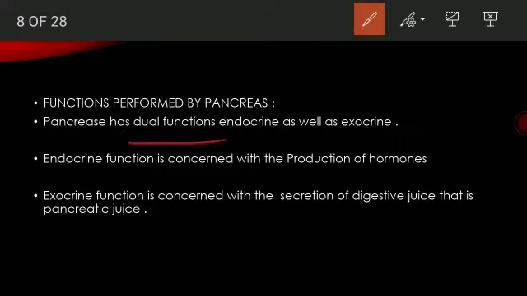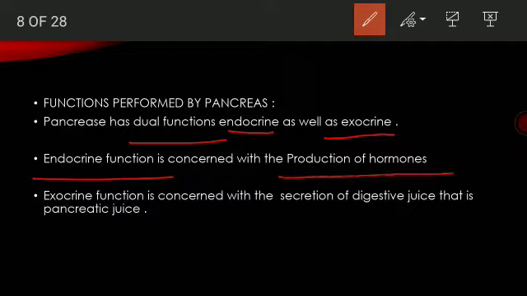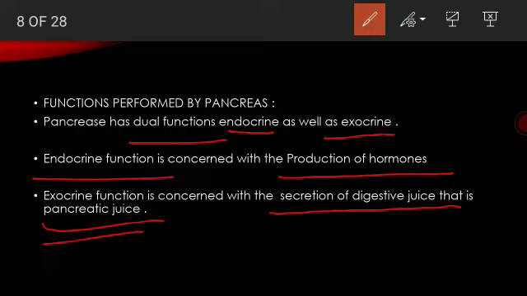So what are the functions of the pancreas? The pancreas has dual functions as it contains two main components, endocrine as well as exocrine. Endocrine function is concerned with production of hormones, that is insulin and glucagon. As we know very well, they regulate the blood sugar level. And exocrine function is concerned with secretion of digestive juice, that is pancreatic juice.